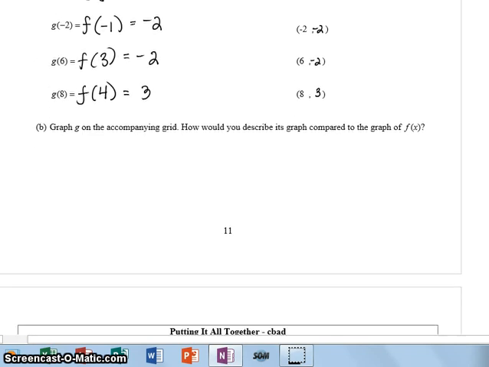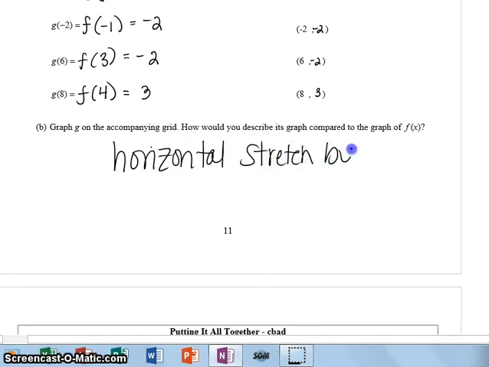All right, part B. Graph G, we already did that. How would you describe its graph compared to the graph of f of x? It's a horizontal stretch by 2. Okay?